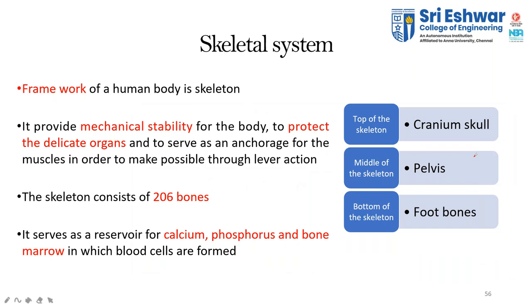And next is what? Skeletal system. So what is the skeletal system? The framework of the human body is the skeleton. The framework of the human body without any organs, blood and nerves is said to be your skeleton. And what is the application of the skeletal system? It provides mechanical stability for the body and it is used to protect delicate organs like the heart, liver and all. So what is the application of the ribs? Ribs are used to protect the heart, lungs and internal organs.